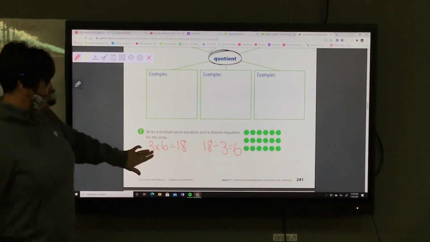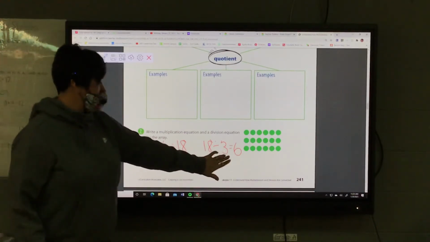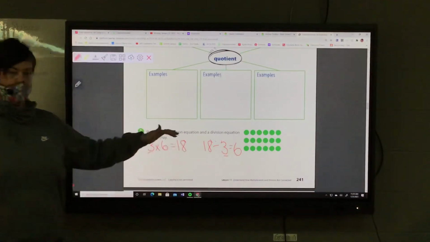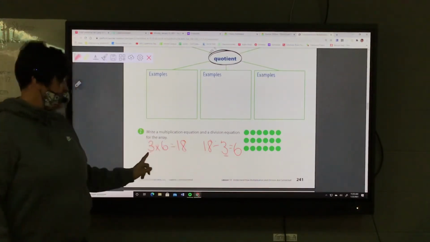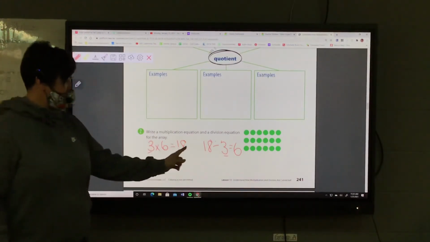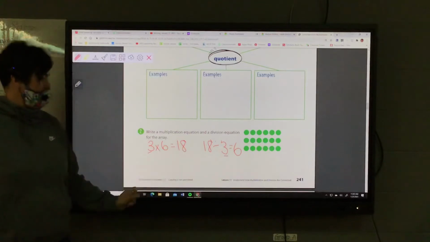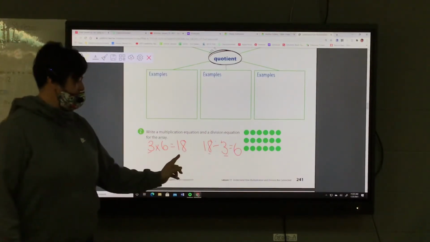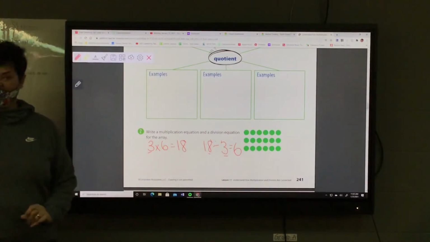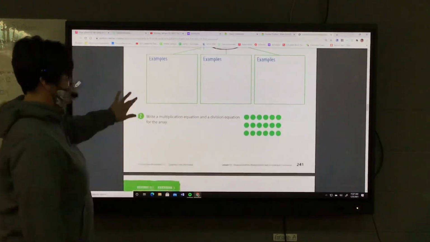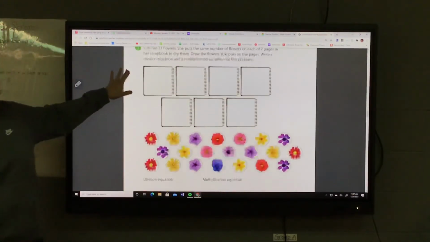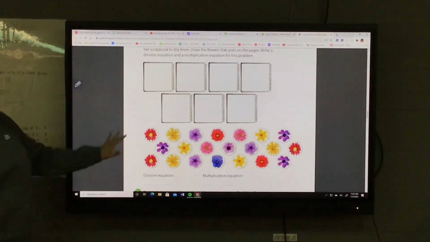Do the numbers represent the same thing in each problem? Are there 3 equal groups? Are there 6 in each group? Are there 18 altogether? Kind of cool, isn't it? Yeah, you're just flipping the signs around. Exactly. Now let's take a look at the flowers.